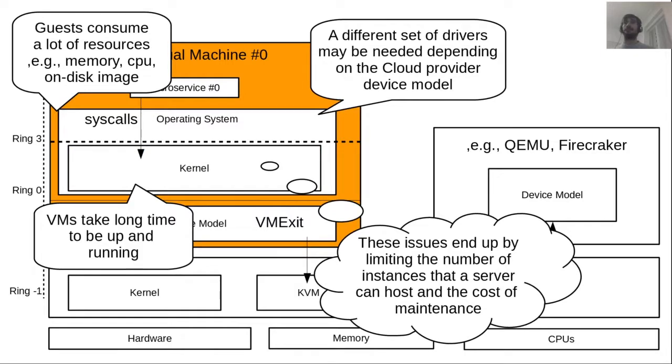However, a virtual machine requires a larger footprint because guests consume resources like memory, vCPU, and on-disk image. Also, the time to be up and running is longer than when using containers. These issues end up limiting the number of instances that a server can host.